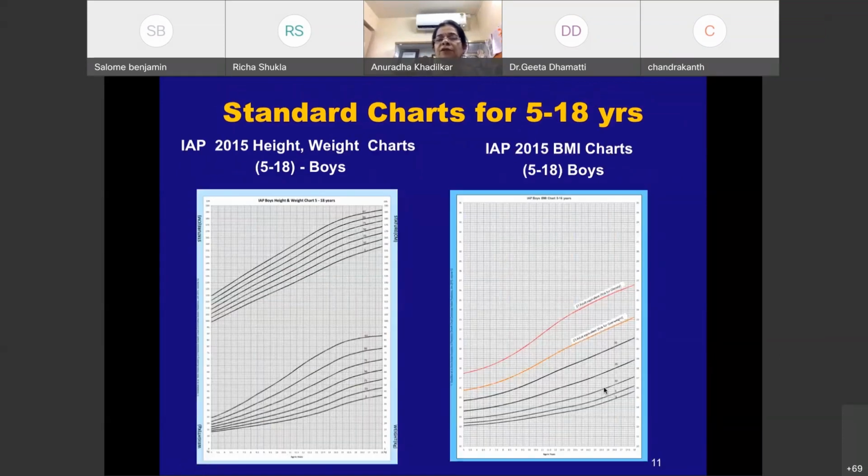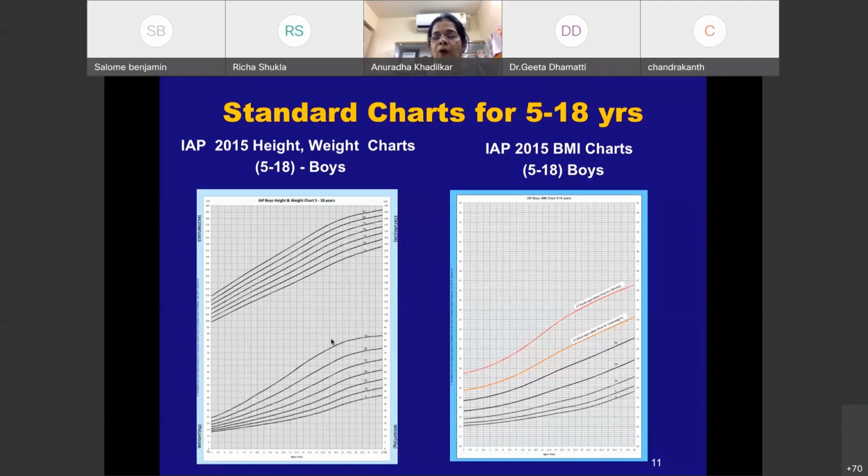Now what do we do in older children? Once again, we use the same convention, blue boys, pink girls. So here we don't actually have a head circumference chart, because you can see that this is the weight and this is the height, this is the age, and this is the measurement. The reason that you don't have a head circumference here is that the head circumference does not change very much after 5 years of age.